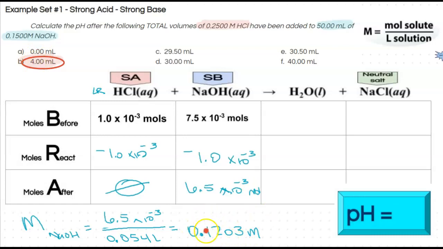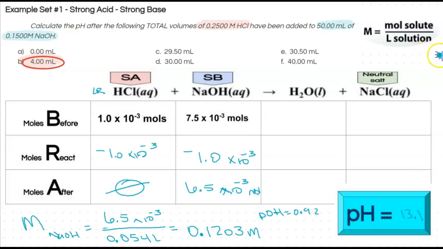So now I calculate the pH. Remember that this is hydroxide concentration. So I take the negative log of that. The negative log of 0.1203 is 0.92. So my pOH is 0.92. My pH then is 14 minus 0.92, and I wind up with roughly 13.1.